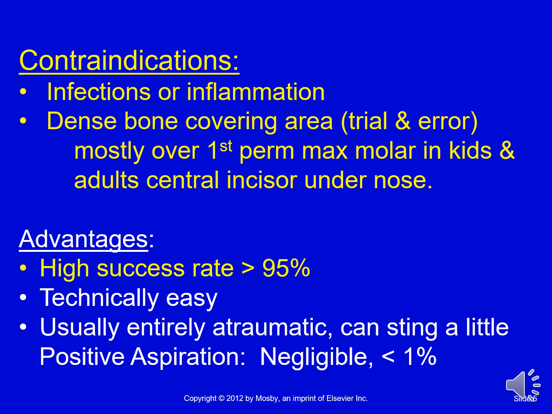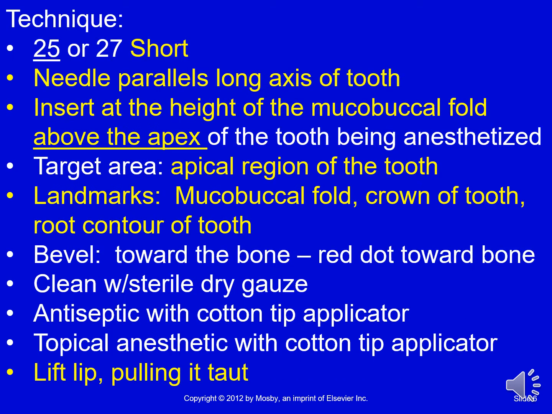So advantages are that these have a high success rate, over 95%, and you're going to have to know which ones have high success rate and which ones don't. So I pay particular attention to that. That's why it's in yellow. It's technically very easy, and positive aspiration is almost negligible, although you can have one.